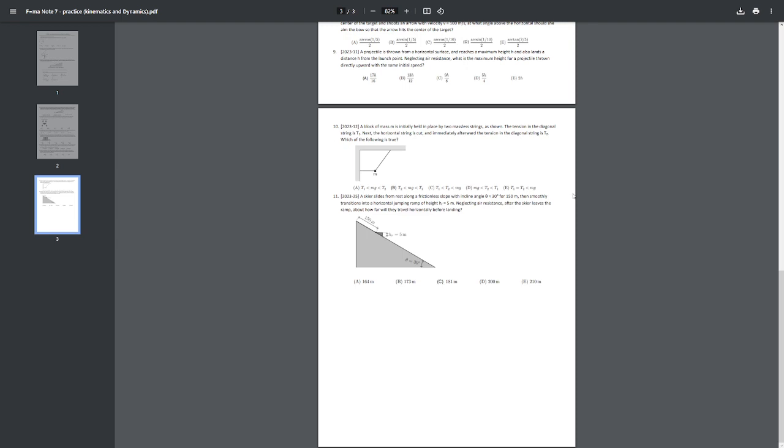A block of mass M is initially held in place by 2 massless strings as shown. The tension in the diagonal string is T1. Next, the horizontal string is cut, and immediately afterward, the tension in the diagonal string is T2. Which of the following is true?